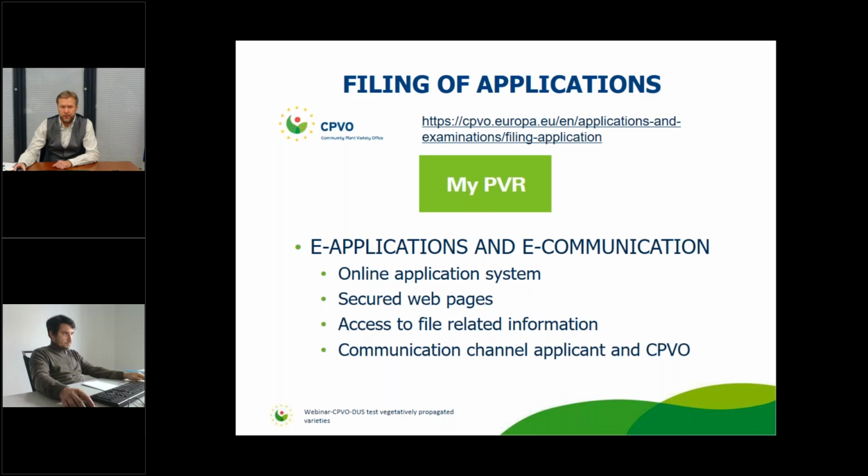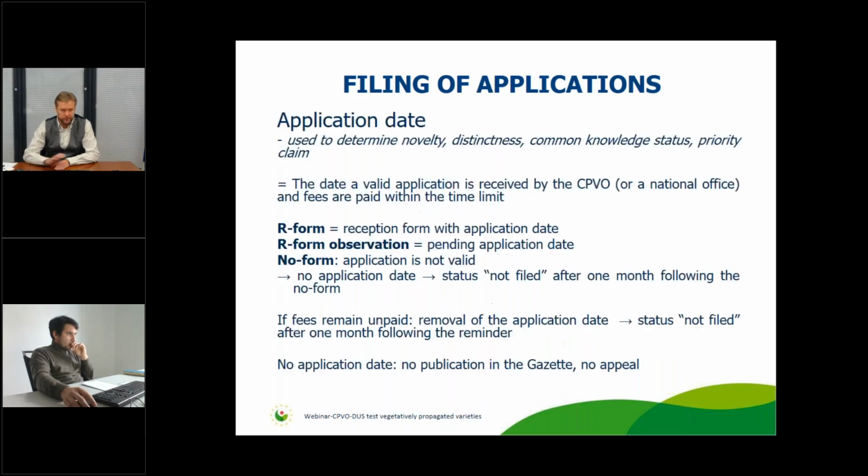If you file online, you go on a personal space called My PVR. This is a secured website. You get access to all your documents of the file, and it will be the communication channel with the applicant. If you file online, for having a lower application fee, it also means you do not get any paper communications from us. You have to check your emails regularly.